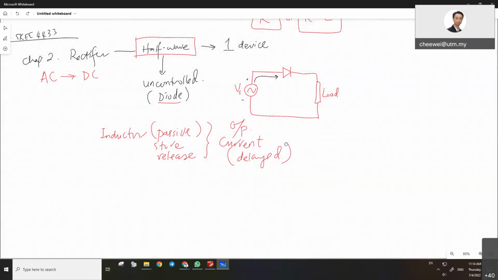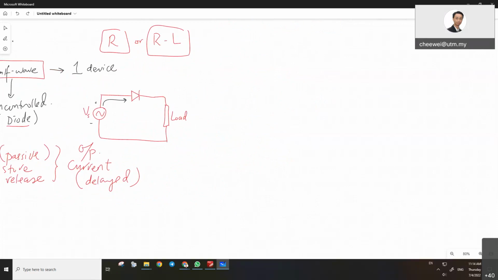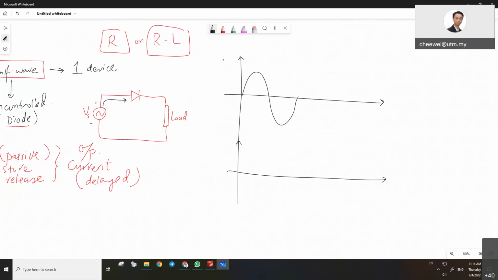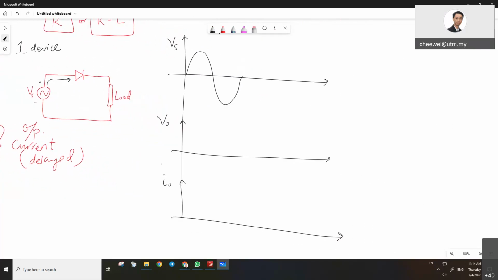Now, anyone can tell me how do I draw the waveforms? Okay, what we're interested is on the waveforms. Let's say that we have the input of sine wave. And then what is the output current? This is the Vs. This is the V out, suppose, and then we have the current as well, I out. Anyone can do it for me?